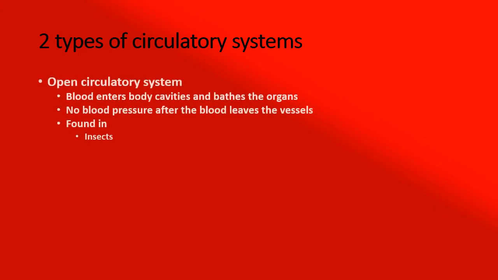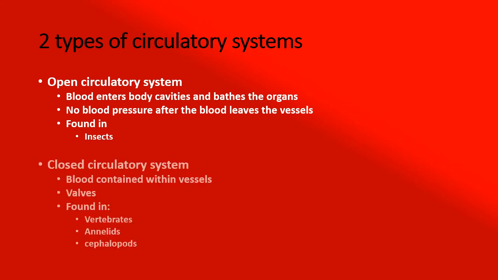Now, there are two types of circulatory systems, one of which is an open circulatory system. This is found in a number of insects. And this is when the blood starts out in vessels, but it's not continually contained within those vessels. It enters the body cavity and completely bathes the organs. And because of this, there isn't any real blood pressure after it leaves the vessels.